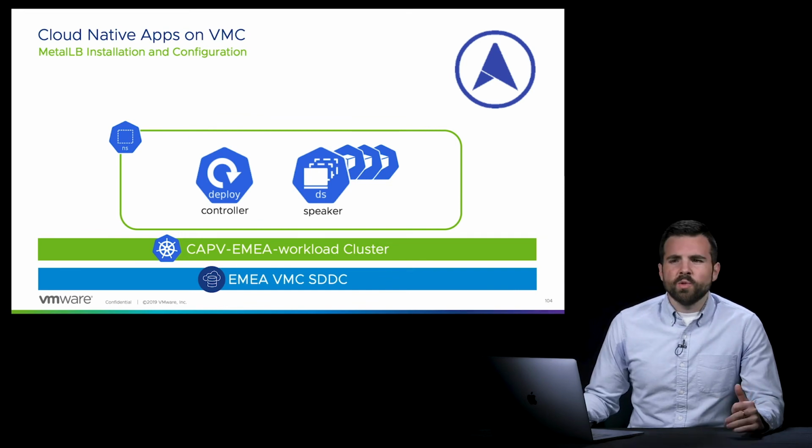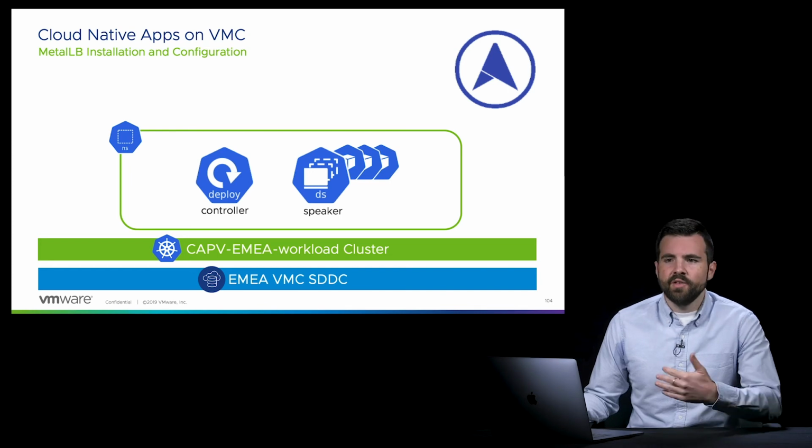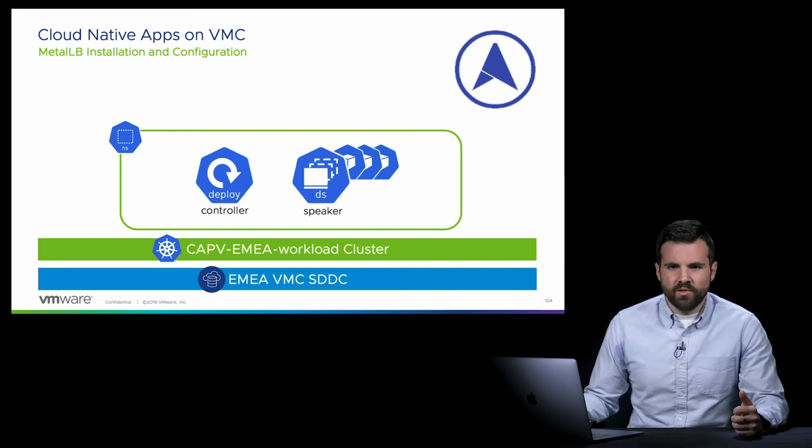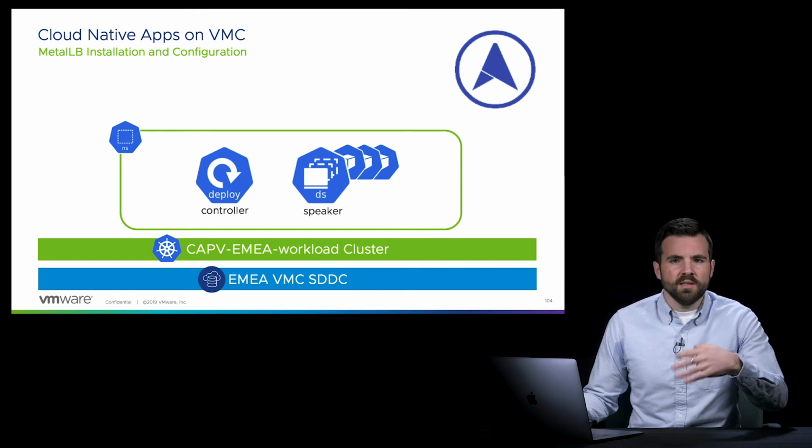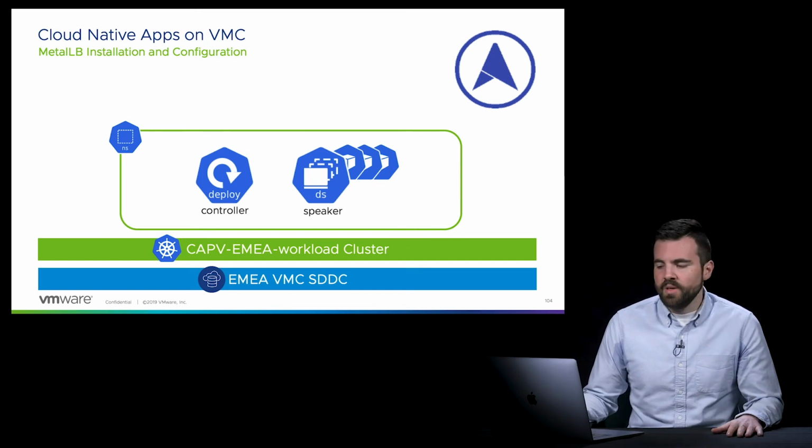So the controller is responsible for receiving and understanding a request to create a load balancer service, and it grabs an IP from a range and then doles it out to the load balancer service in Kubernetes. The speaker is responsible for talking on the protocol. So when a request comes in on that load balancer, there's a speaker pod on each node that is listening for requests on the specific IP addresses.